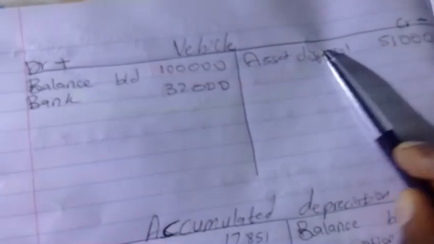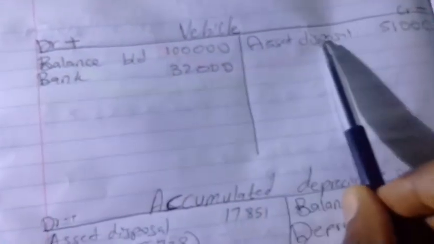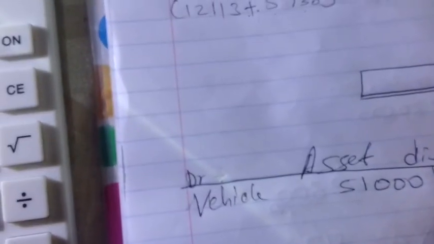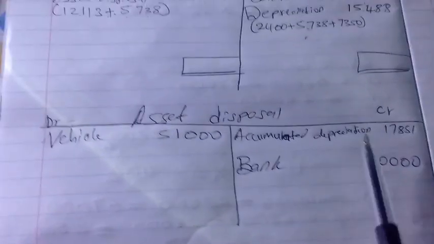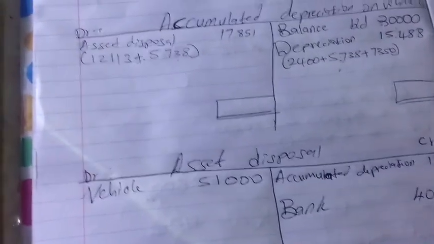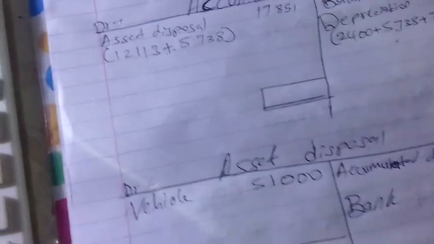We have a sold asset. This amount from vehicle, we sold an asset for 51,000. It means you're going to say vehicle 51,000. Okay, accumulated depreciation. You'll have your accumulated depreciation as 17,000. You're just transferring it. For asset disposal, you transfer the vehicle ledger account. So from there we have to close off these ledger accounts.